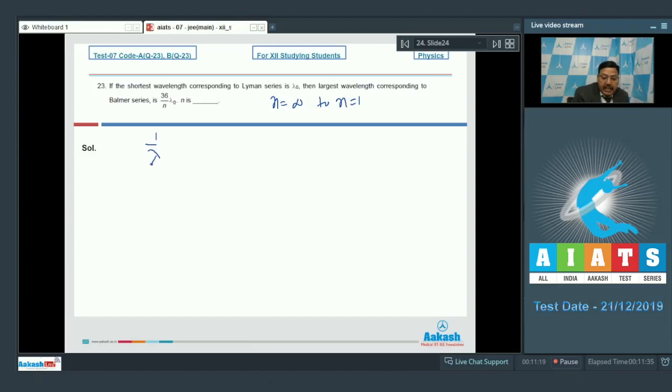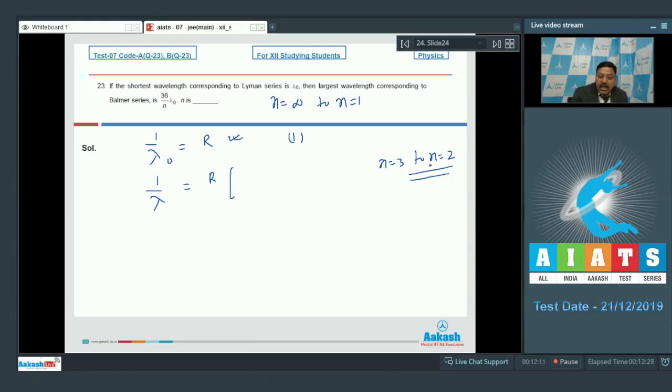which means 1 by lambda naught can be given as Rydberg constant R into 1 minus 1 by infinity, which is simply R. So this is one equation that we have, and now trying to find the largest wavelength corresponding to Balmer series. Suppose that wavelength is lambda, then 1 by lambda will be equal to R, and the transition involved here is from n equal to 3 to n equal to 2. That is the transition for which we have the largest wavelength in the Balmer series.